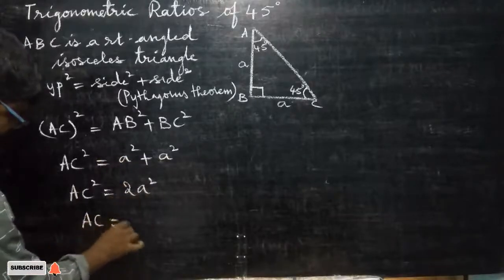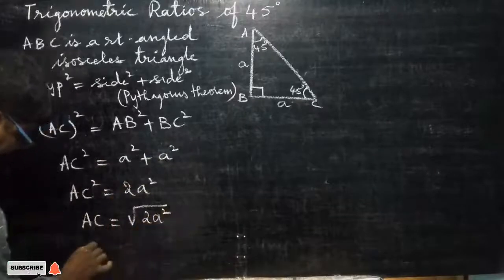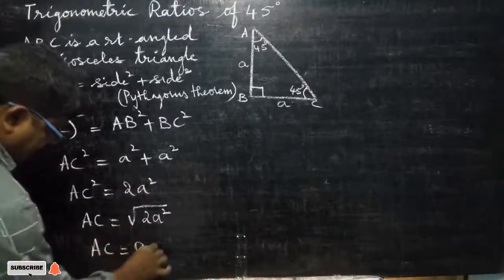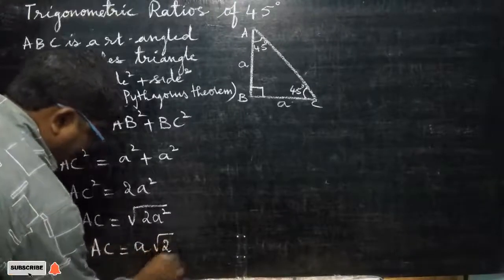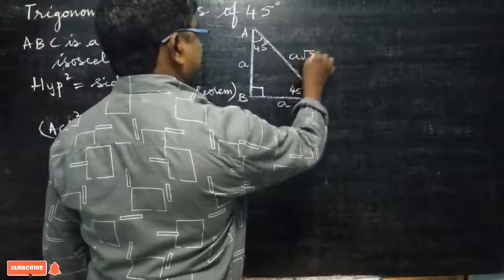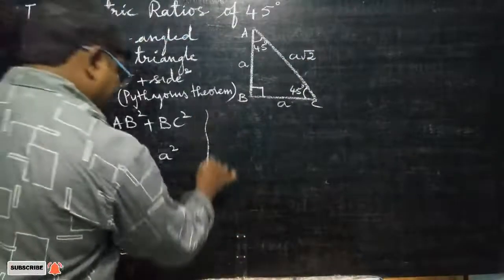Now we want AC. AC is equal to square root of 2A square. A will come outside and root 2 will be inside. So we got hypotenuse as A root 2, or root 2 into A, that also you can write. Now we will find out the ratios.